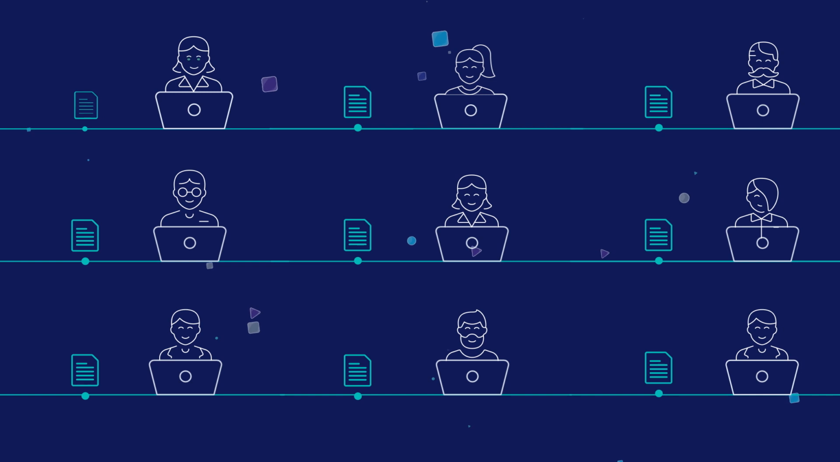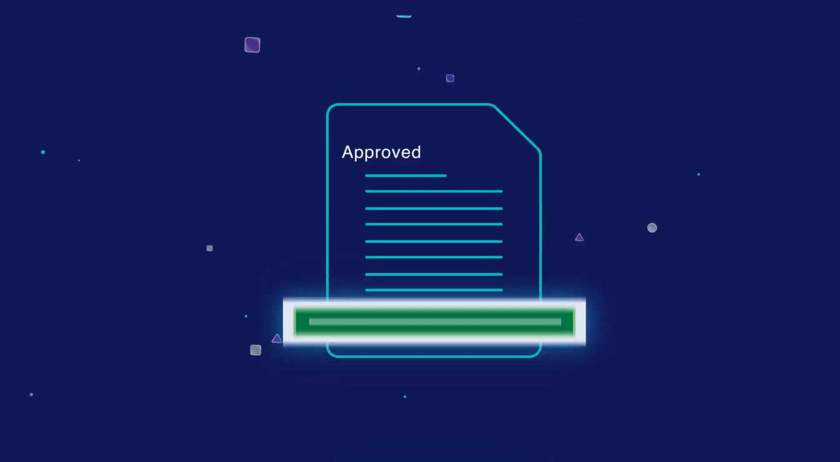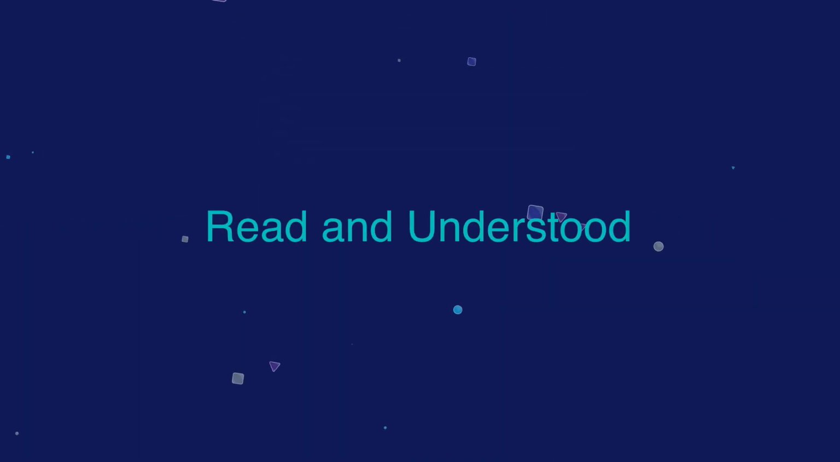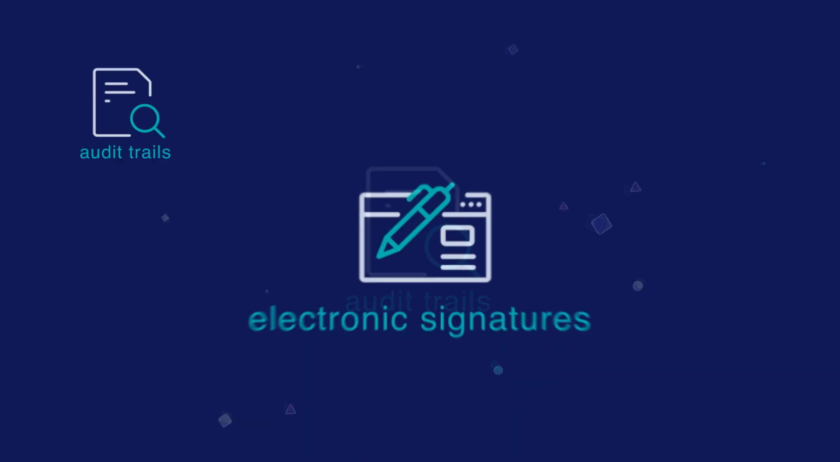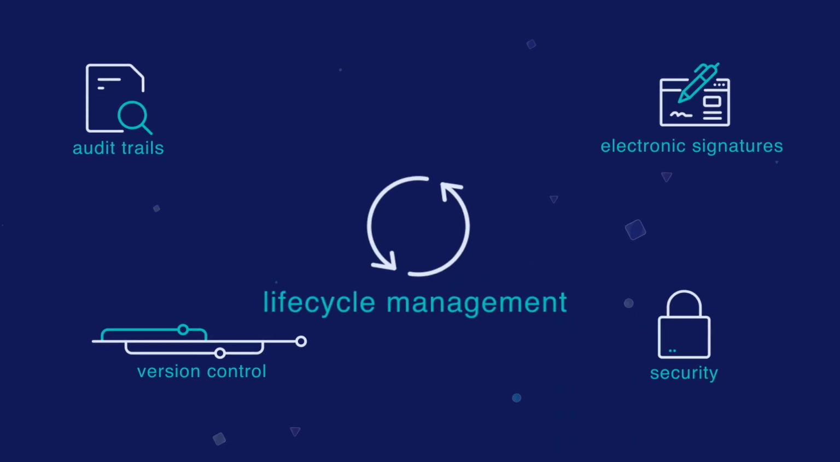Controlled documents can be securely printed, tracked, and recalled or reconciled to help ensure adherence with sections of the FDA Data Integrity Guidance. You can also easily track and report all read and understood actions for employees. GMP compliance is enforced with extensive audit trails, electronic signatures, version control, security, and lifecycle management.